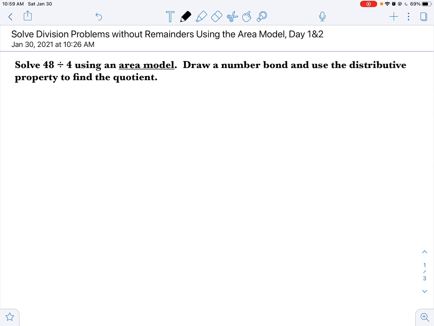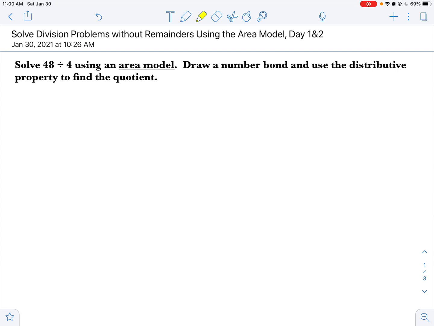So today we are going to solve a few problems together, and I'm going to show you a couple of different ways of using the area model. First question, solve 48 divided by 4 using an area model. Draw a number bond and use the distributive property to find the quotient. So we've got lots going on here, guys.